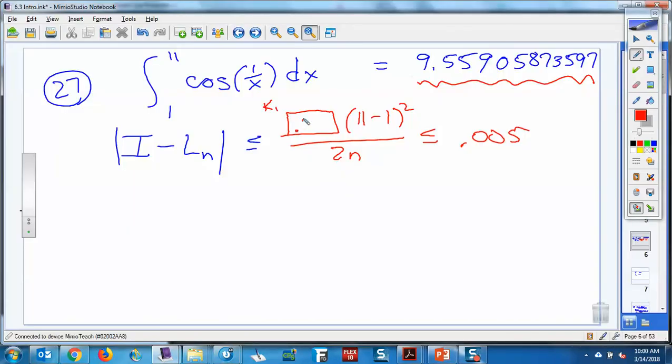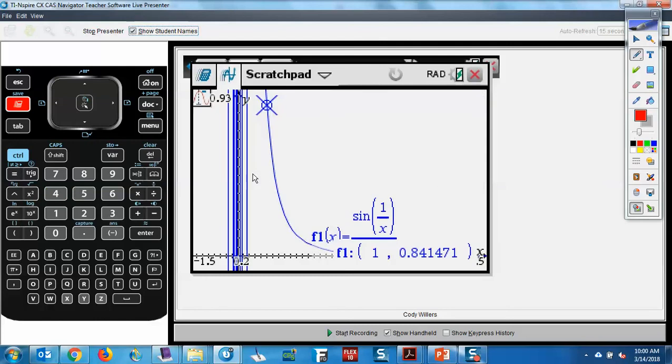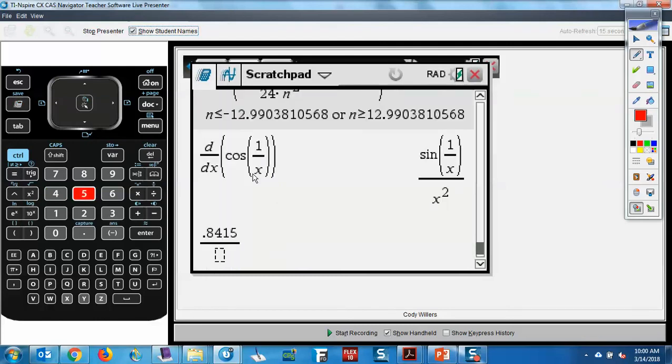So if we go ahead and use 0.842, now the back of the book used 0.8415, so let's do that. Is that reasonable? Is that rounded up? Go back to your graph real quick. Yeah, 0.8415. Okay, so let's use that. And then 11 minus 1 squared.